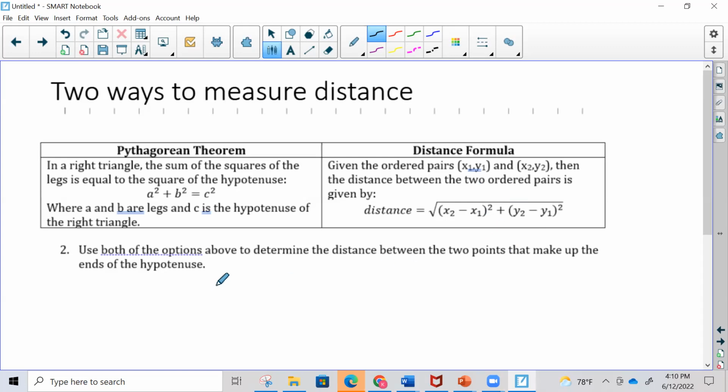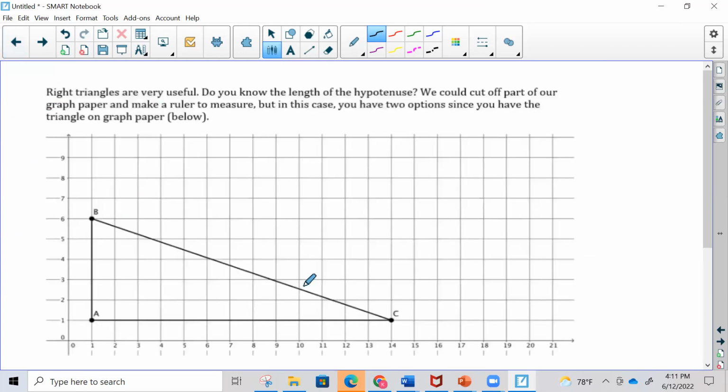So we're going to use both of our options to determine the distance between the 2 points that make up the hypotenuse. We're looking for the distance between B and C. The first way would be doing the Pythagorean theorem. We find AB just by counting. 1, 2, 3, 4, 5. So this side is 5, and we can call this side A. Then A to C is 1, 2, 3, 4, 5, 6, 7, 8, 9, 10, 11, 12, 13. Okay, and we can call this B. And then we're looking for this side, which is C, the hypotenuse. The hypotenuse is always the one that's across from the right angle, and it's always the longest side.